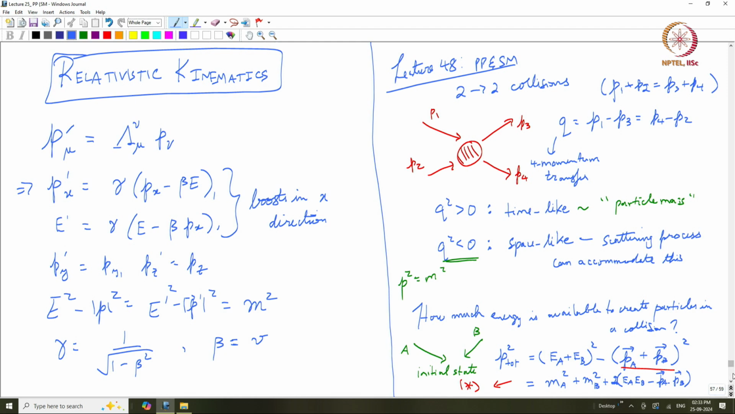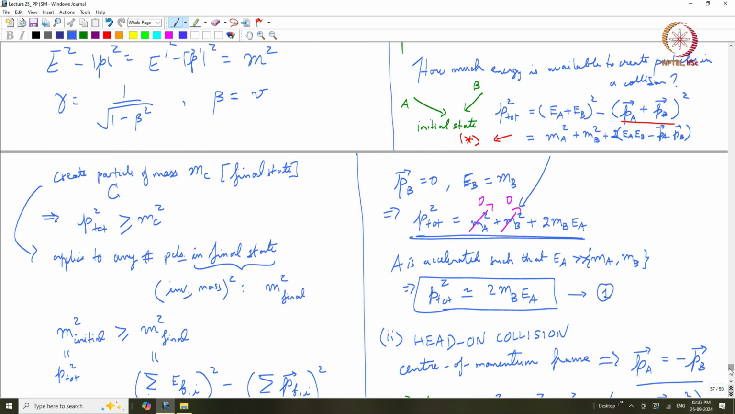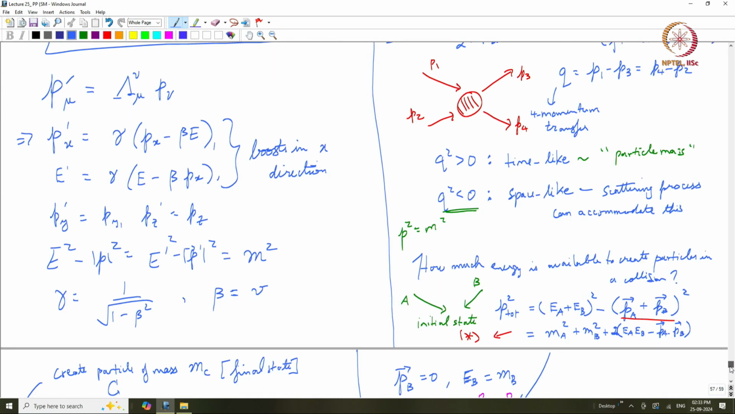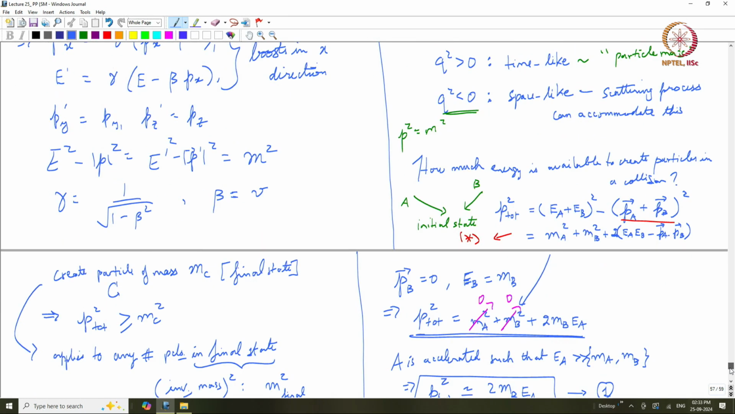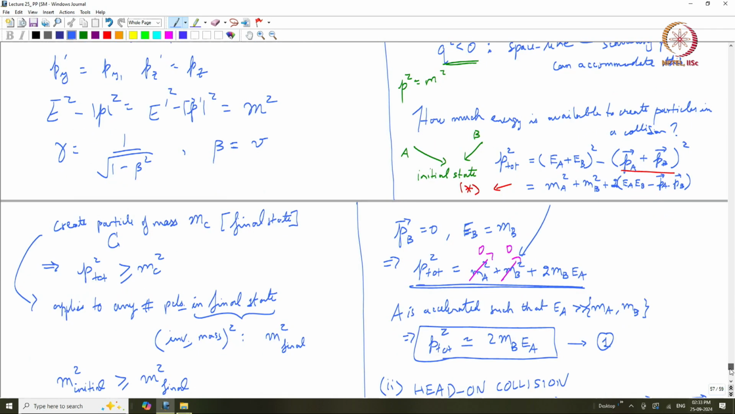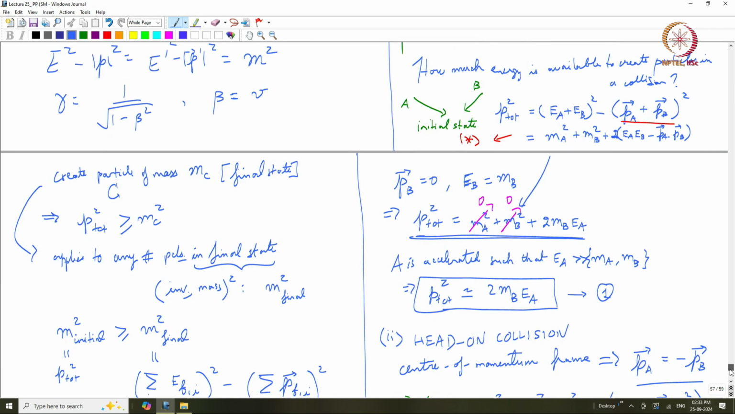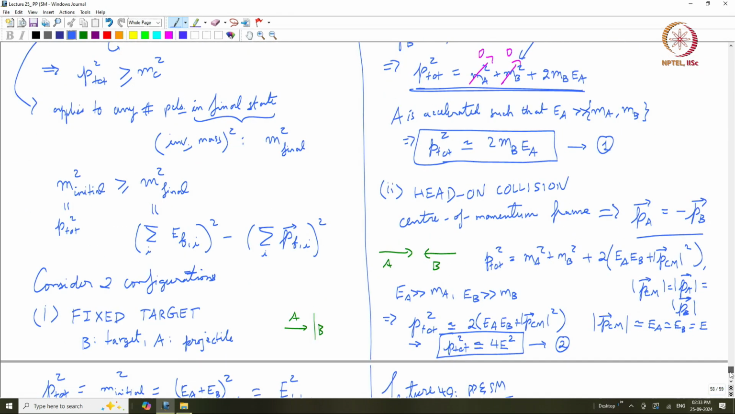We talked about space-like scattering and time-like scattering as defined by the sign of the momentum transfer square, and we asked if we want to create new particles in the final state, how much energy should we put in, right? So we worked out the invariant mass of the initial state, and we wanted that to be larger than the invariant mass of the final state. So stands to reason, right?